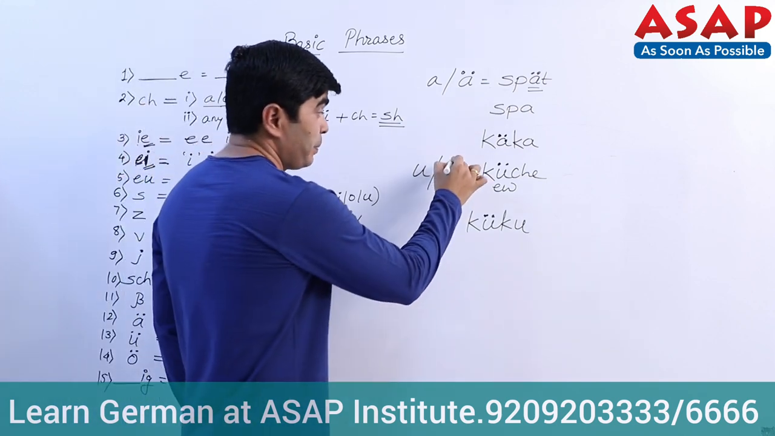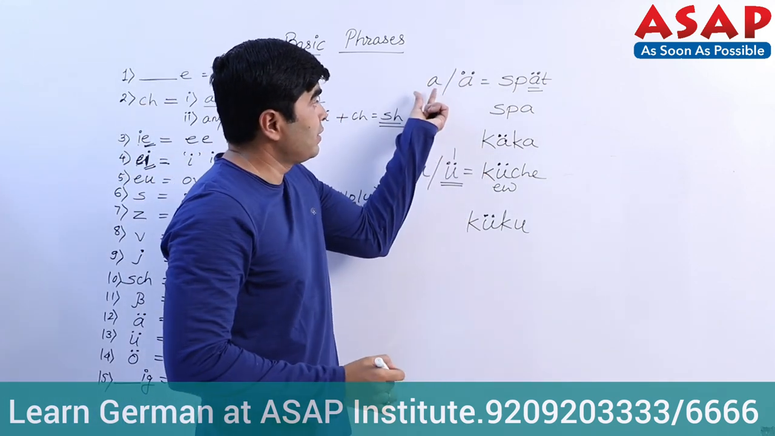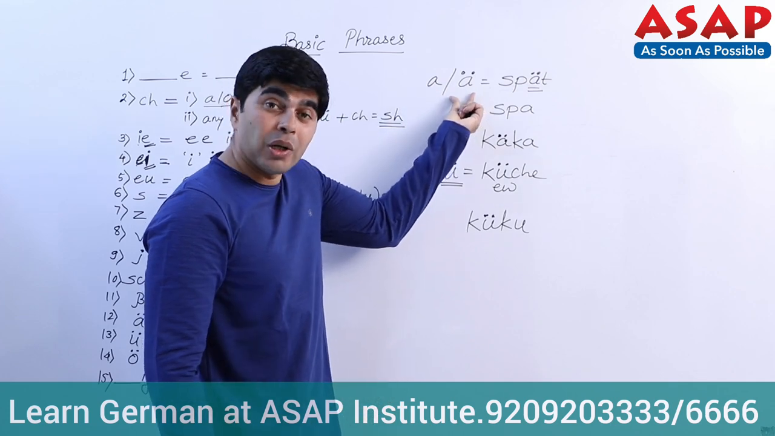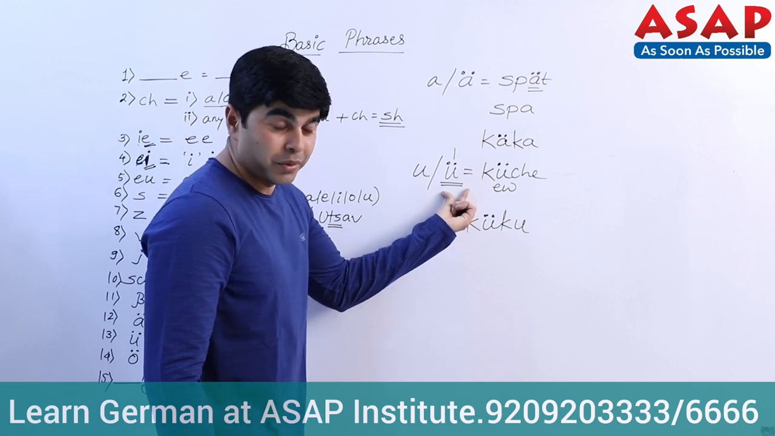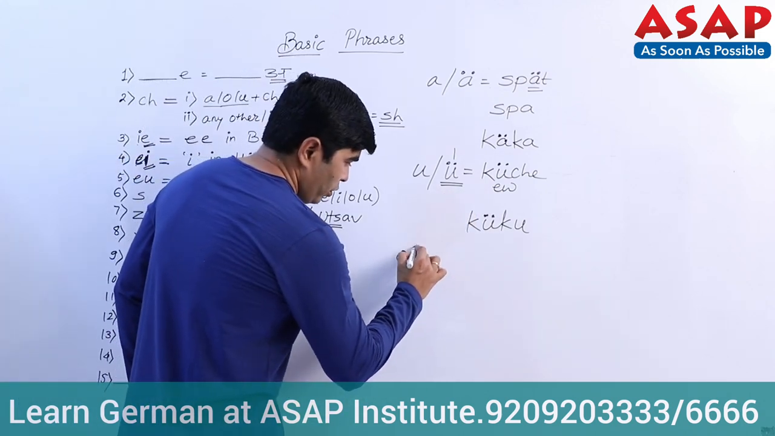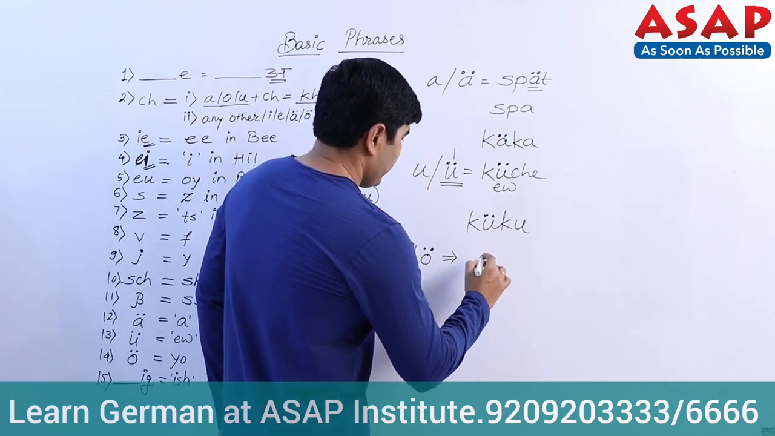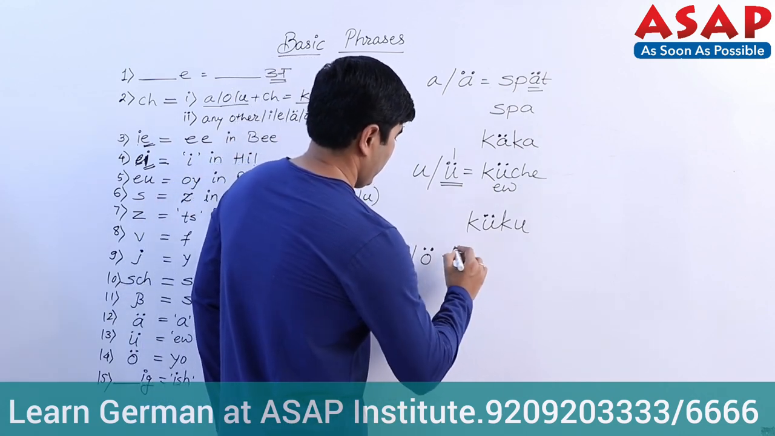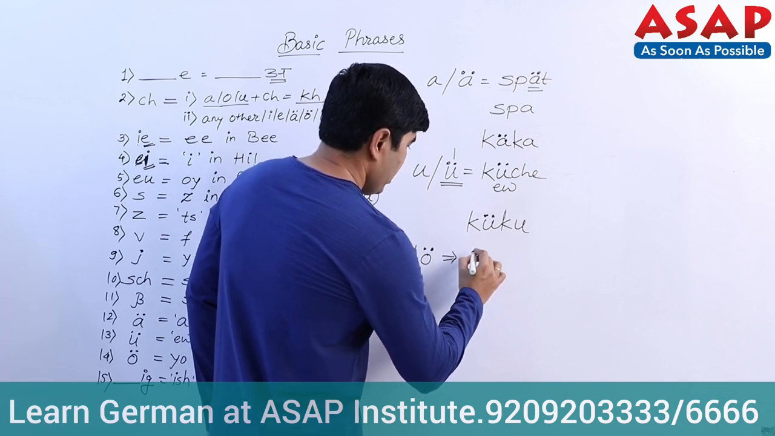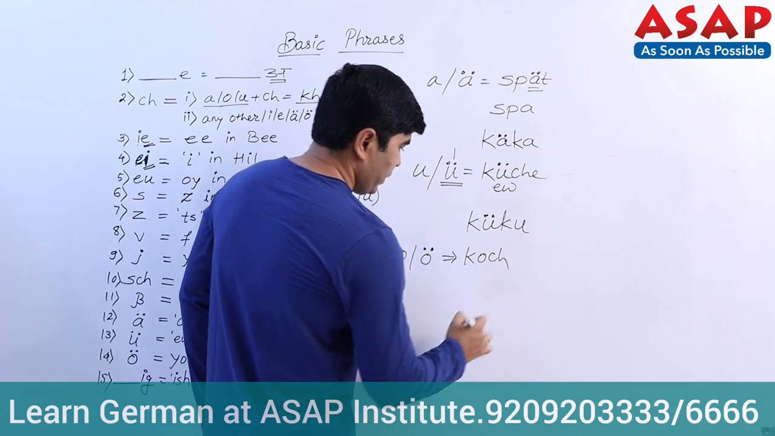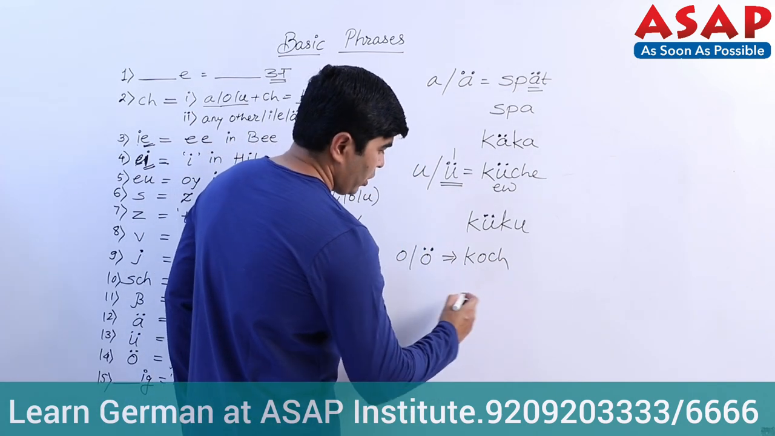So how do you read this in spelling? You read it like A mit umlaut. This is A, this is A mit umlaut, meaning A with umlaut. U and U mit umlaut, so U with umlaut. And next is O, or O umlaut. Okay, for example, this one is simply koch. Koch. Okay, O umlaut.